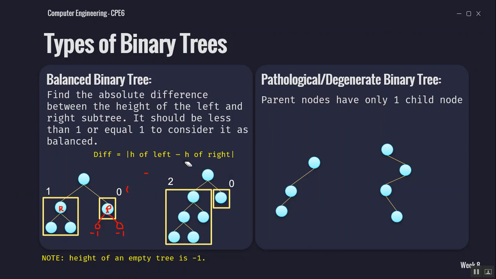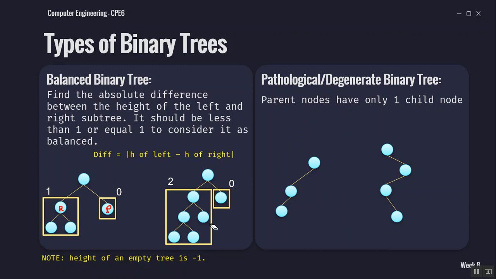Going back to our diagram, the height of the left subtree is 1, the height of the right subtree is 0. So 1 minus 0 is 1. Absolute value of 1 is 1. So this is a balanced tree. Remember, in our rule, it should be less than or equal to 1 to consider it as balanced.